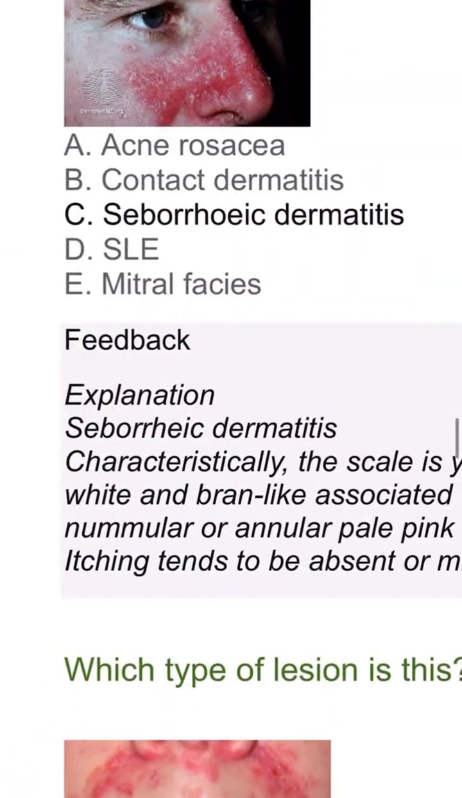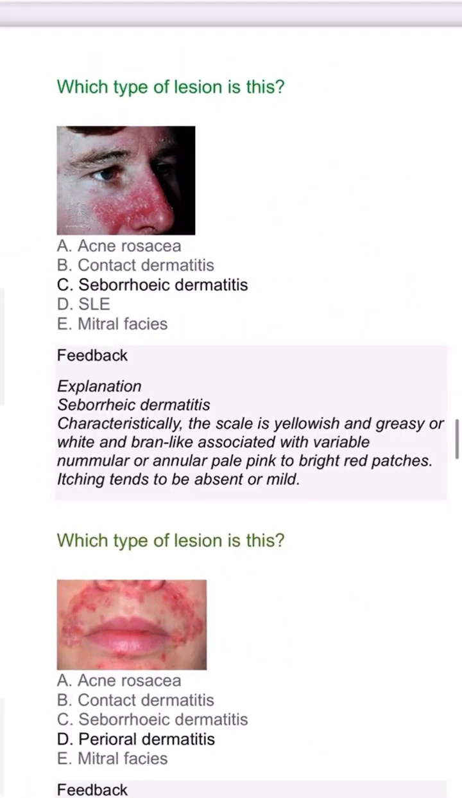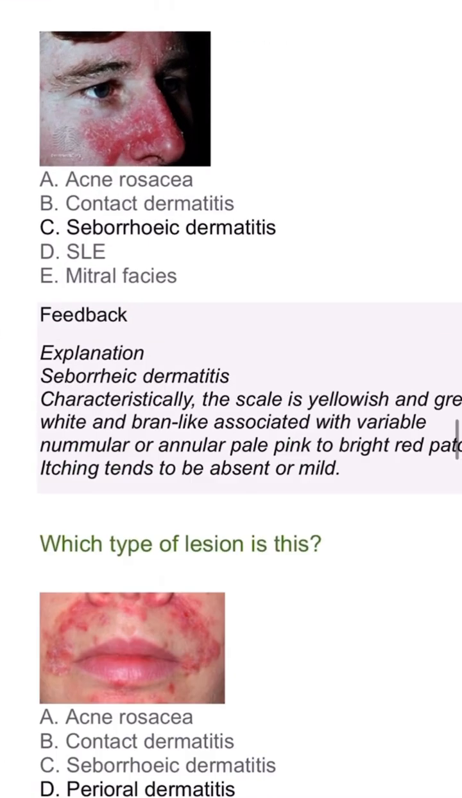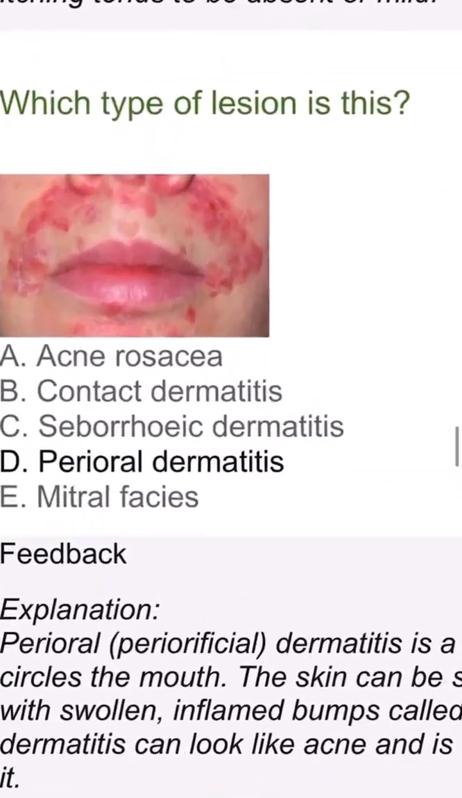Which type of lesion is this? Seborrheic dermatitis. Characteristically the scale is yellowish and greasy or white and brown, associated with a variable annular pale pink to bright red patches. Itching tends to be absent or mild. So seborrheic dermatitis.